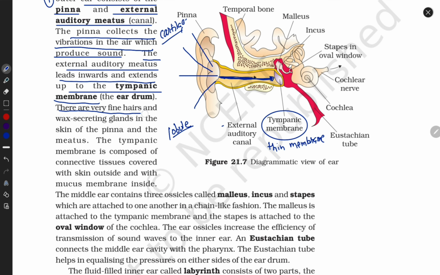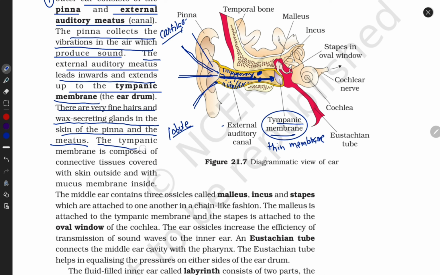Next, there are very fine hairs and wax-secreting glands in the skin of the pinna and the meatus. Here, multiple hairs are present, and some waxy glands are also present. So the environment's small particles get fixed here and do not go inside to the tympanic membrane. The waxy layer deposits them.